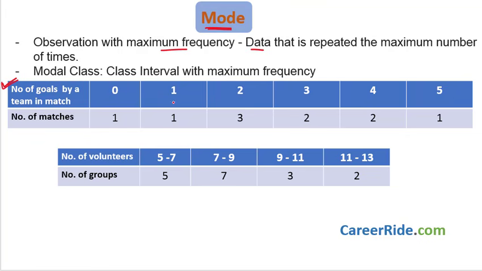So which data appears the maximum number of times, right? So we see that this is the frequency. Number of matches is the frequency. So the maximum frequency here is 3, right? But this 3 is not your mode. The data associated with this 3, that is 2, is your mode. So 2 appears the maximum number of times here. 2 has a frequency of 3. 2 goals happen in 3 matches. They happen thrice, right? So that is what the mode here is. So 2 here is your mode.